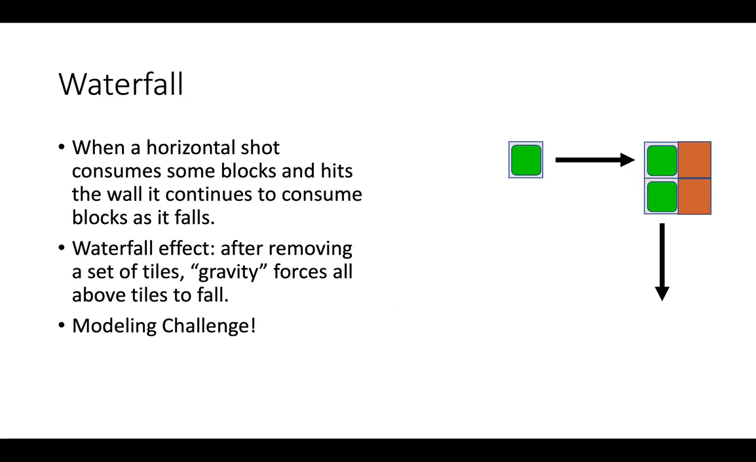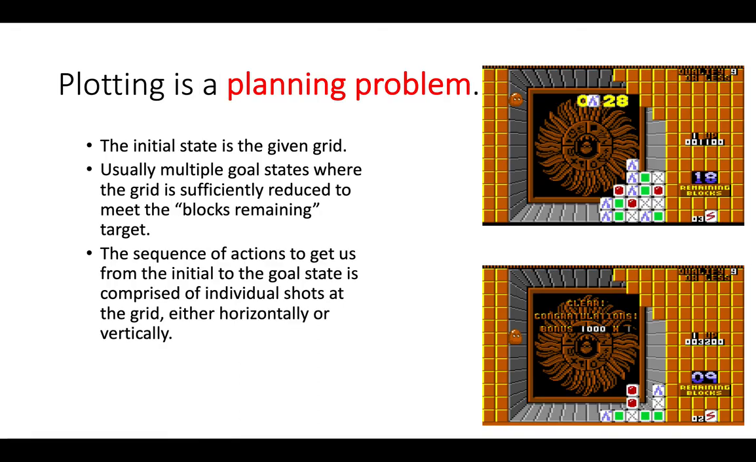And finally, there is one extra thing to consider, that in this case, where the block that we've shot reaches the wall, maybe it's consumed some blocks on the way, and then falls, it can actually continue to consume blocks of the same color as it continues to fall. And this means that we can consume blocks both horizontally and vertically at the same time. This is quite tricky, of course, to model, and that's one of the challenges that we face. Okay, so quite a complex set of state changes there to cope with.